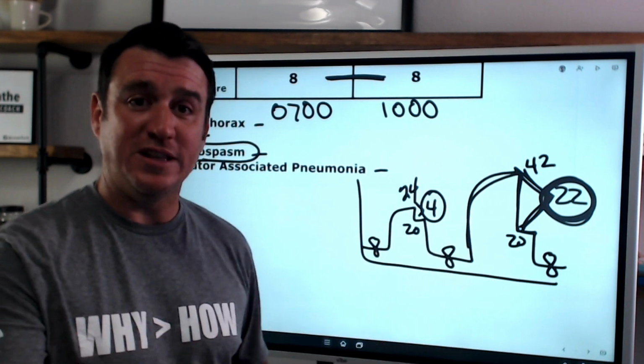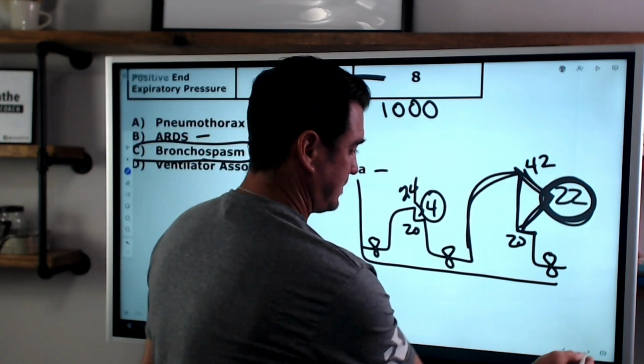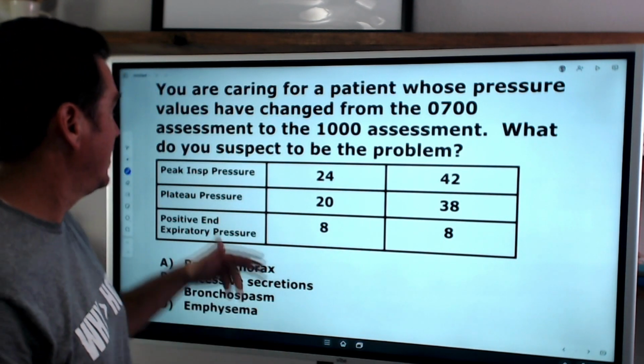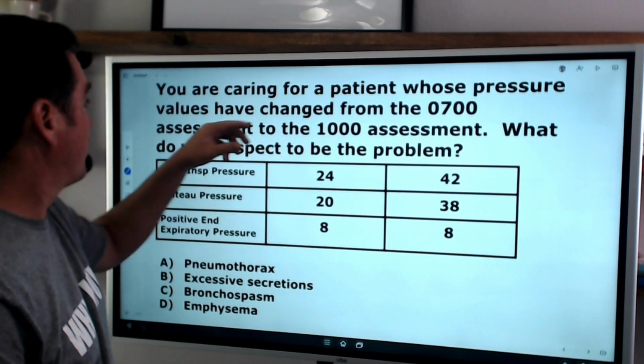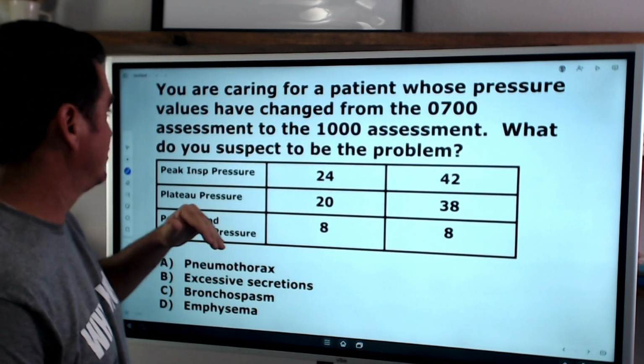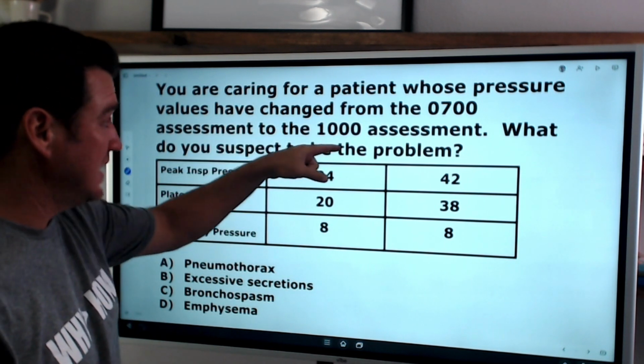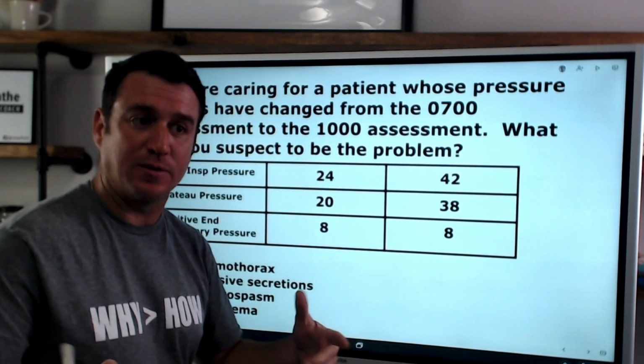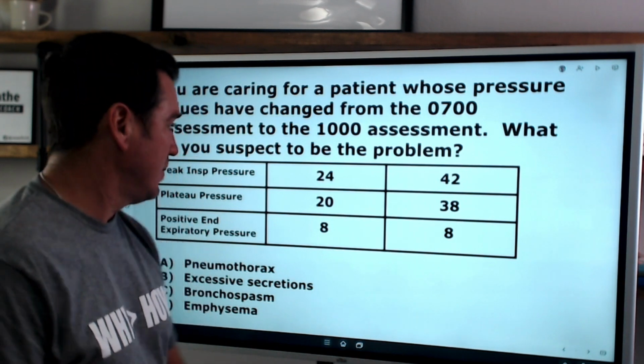So what would they present like? Well, let's look. All right, so same scenario, different numbers. You're caring for a patient whose pressure values have changed from the 0700 hour assessment to the 10 o'clock hour assessment. What do you suspect to be the problem? Well, let's break these down. Let's see what is the problem.